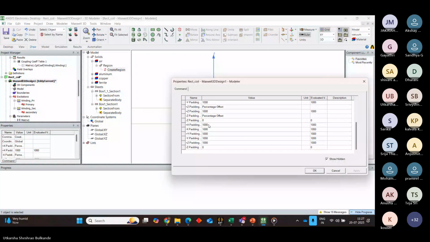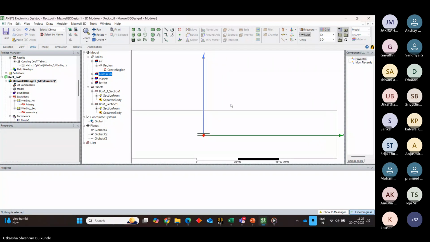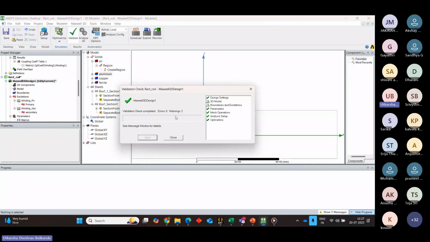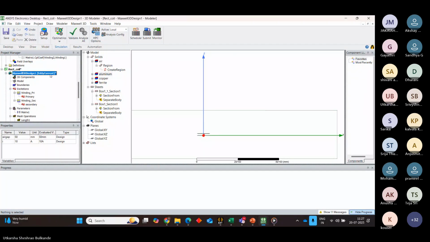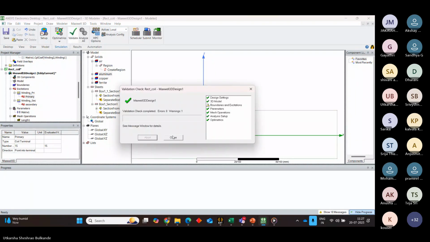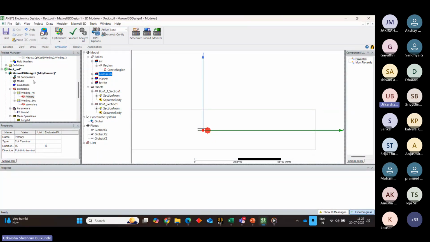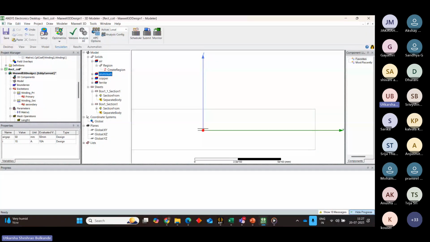Yes. Minus x. Fine. So now when you will run it, you will get proper results. Oh, is there any problem with the geometry? Okay, fine. Now just validate it and run it. Now you will get proper results.